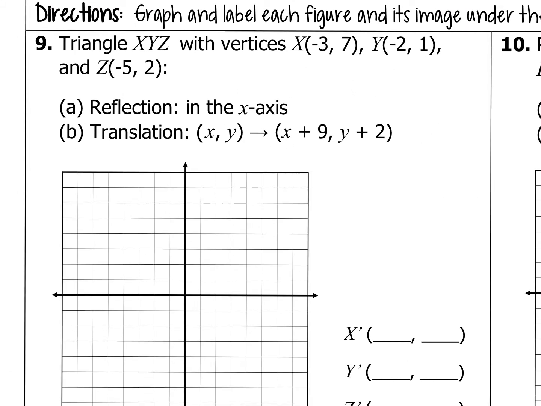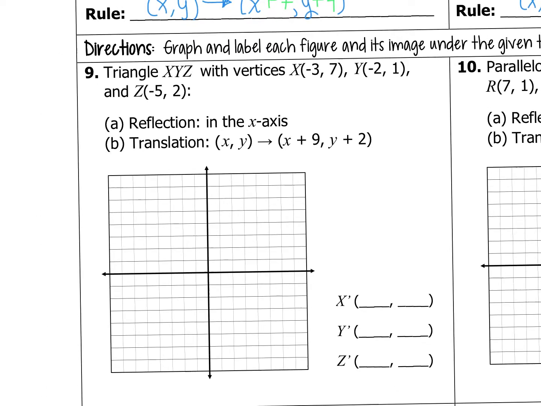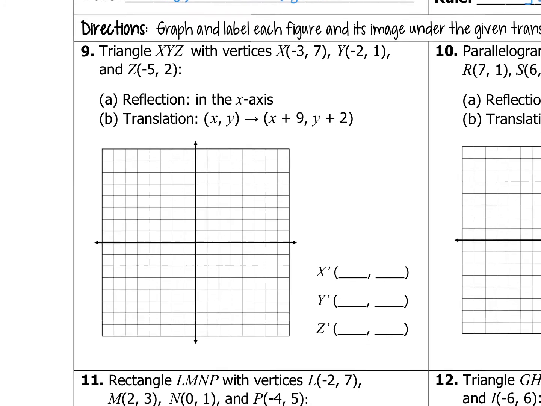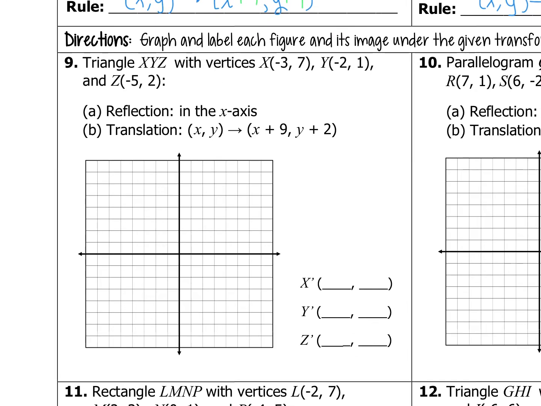So let's look at 9 through 12. For 9 through 12, now we're going to do multiple translations or transformations. You'll see here that we've got a reflection over the x-axis and then a translation of these two directions. So you're going to have 2 different figures after your pre-image. So let's go ahead and plot the pre-image first. I'm going to plot my x, my y, and my z. So we'll start there.